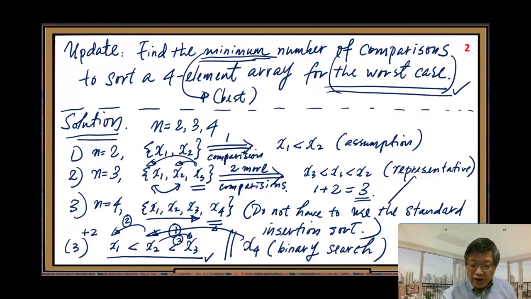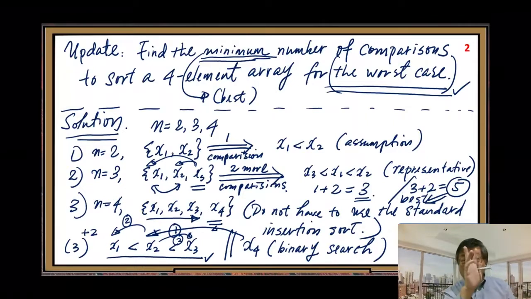So finally, the best solution, 3 plus 2 equals 5. That is the best solution. Some of you probably want to ask, how do you know it's best? How do you convince other people nobody can use 4 comparisons to sort a 4-element array for the worst case?